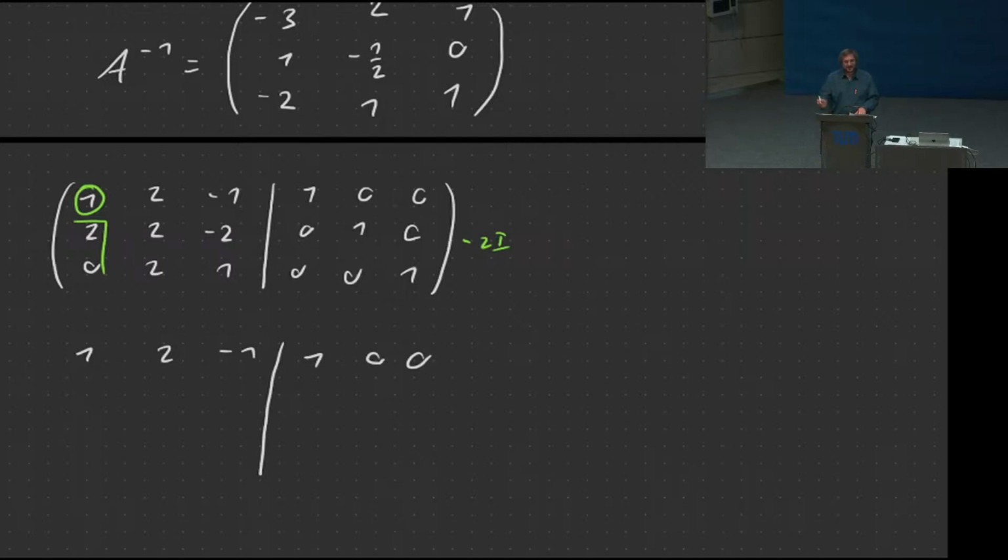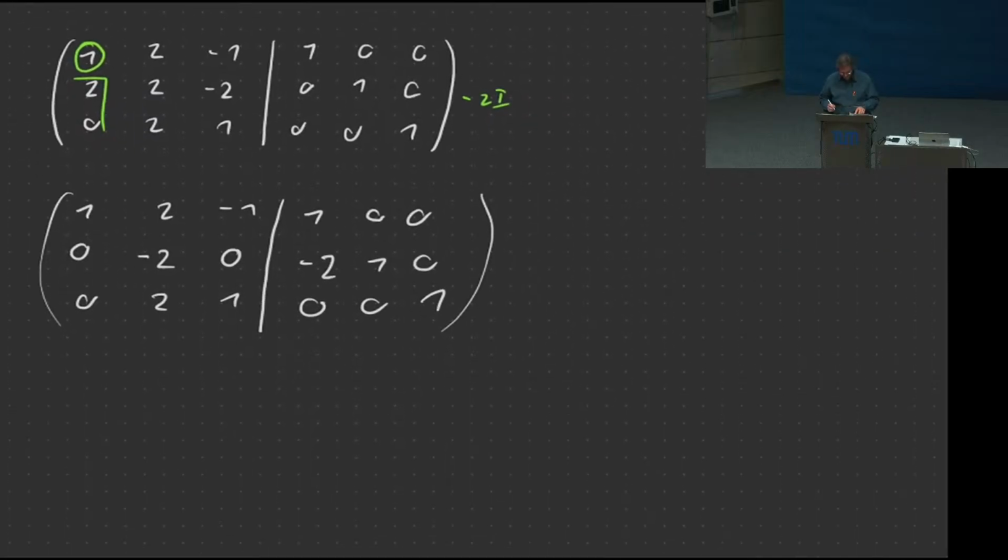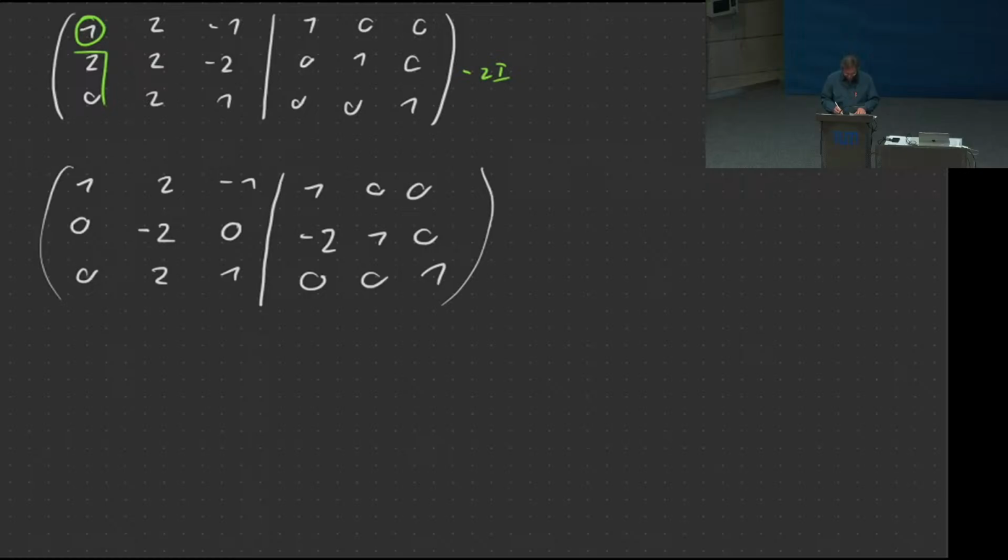I subtract the first row from the second row twice, and let's see, I get 2 minus 2. I get 2 minus 4, so that's a minus 2. And I get minus 2 plus 2, that's a 0. And here I get a minus 2 and a 1 and a 0. And I don't change the third row, so let's do this again. Now that looks better.